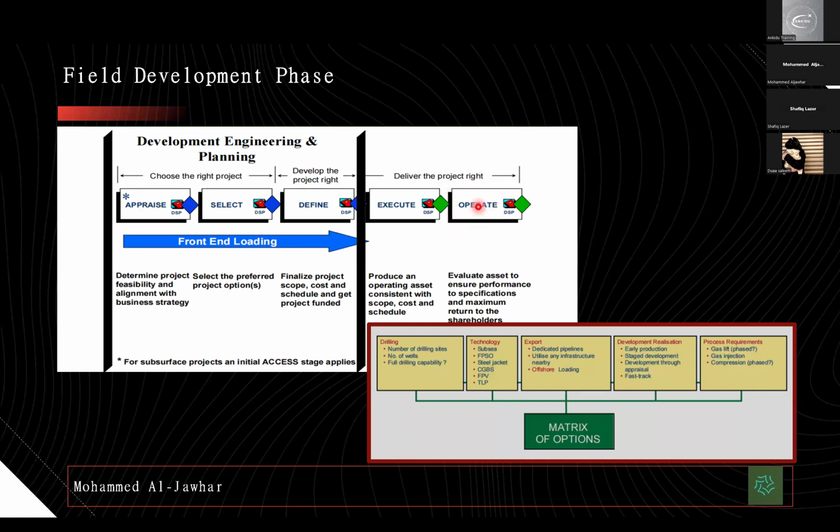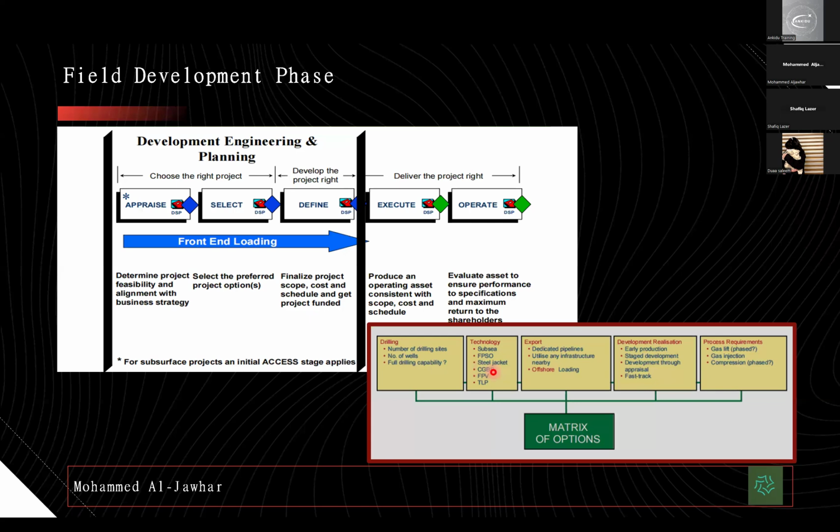So how you can operate it in a good manner. All these things you have to think about connected together, from drilling, the number of wells you have to drill, is it the full capacity or not, what is the technology, for instance, is it subsea, or an FPSO, which stands for floating production storage and offloading, is it suitable for our offshore wells?